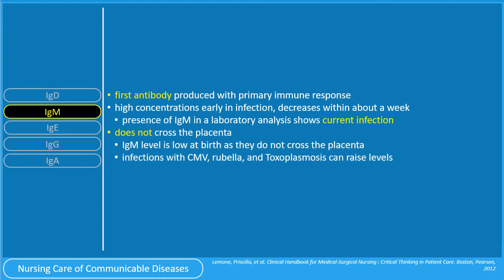It therefore implies that in newborns, IgM levels are low at birth as they do not cross the placenta. Infection with CMV, rubella, and toxoplasmosis can raise these levels. For example, a newborn tested positive IgM for rubella. It means that the IgM could not have been from the mother because IgM cannot pass through the placenta. It means that the IgM was manufactured by the baby, and the baby has an active rubella infection.